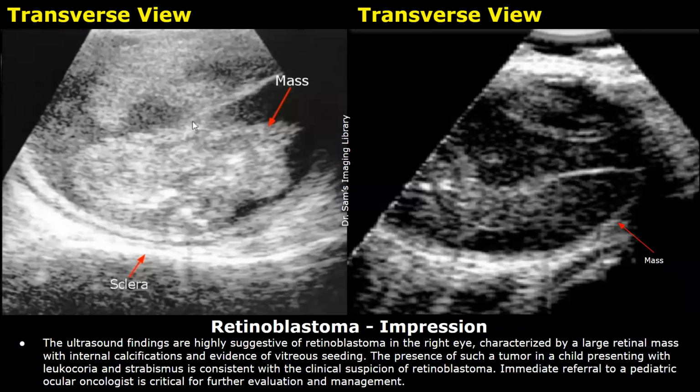This is the impression. The ultrasound findings are highly suggestive of retinoblastoma in the right eye, characterized by a large retinal mass with internal calcifications and evidence of vitreous seeding. The presence of such a tumor in a child presenting with leukocoria and strabismus is consistent with the clinical suspicion of retinoblastoma. Immediate referral to a pediatric ocular oncologist is critical for further evaluation and management.